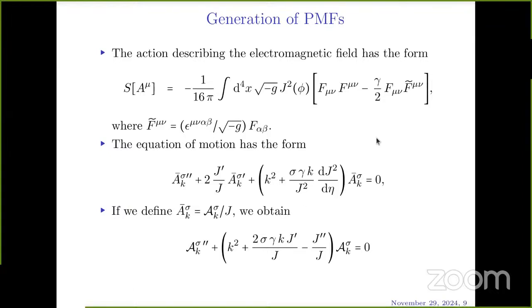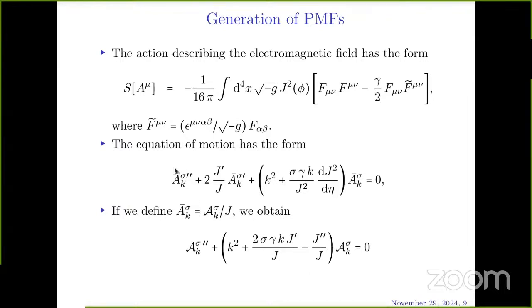But I'm not going into those things. I'm just introducing that there can be an extra term which can be introduced to violate parity. Then, varying this action, we can arrive at the equation of motion, and we redefine this vector potential in such a way that we can see a form similar to the Mukhanov-Sasaki equation, which we encounter in the case of the scalar perturbation or tensor perturbation.